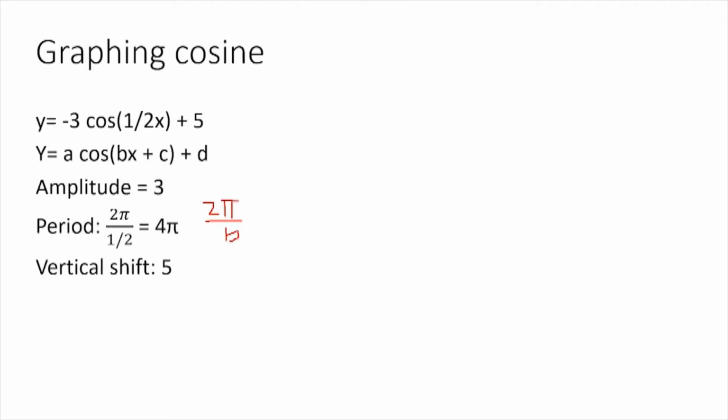Vertical shift of 5. Since we have a vertical shift, we need to find the upper limit and the lower limit. To find the upper limit, we need to add the amplitude to the vertical shift. So 5 plus 3 is equal to 8. And to find the lower limit, we need to subtract the amplitude from the vertical shift. So it will be 5 minus 3, which is equal to 2.